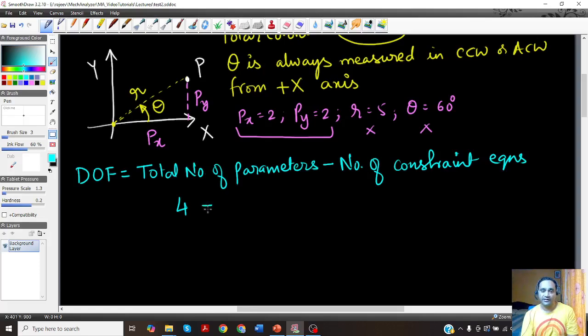And how many constraint equations? Okay, let's learn it this way. We know that degree of freedom of this point P is going to be 2. So obviously I need 2 here. Now what are those 2? We'll try to understand.